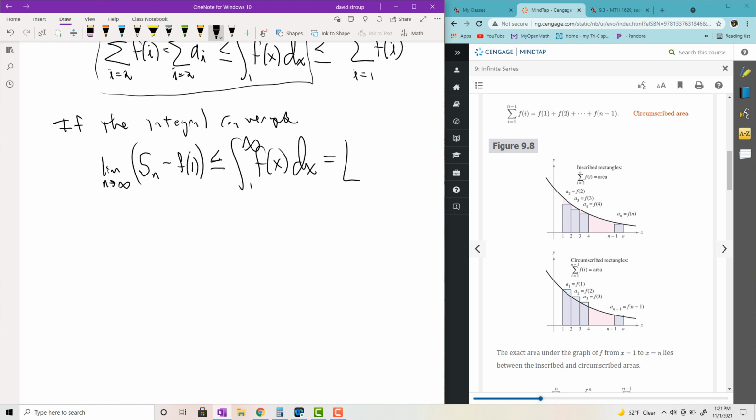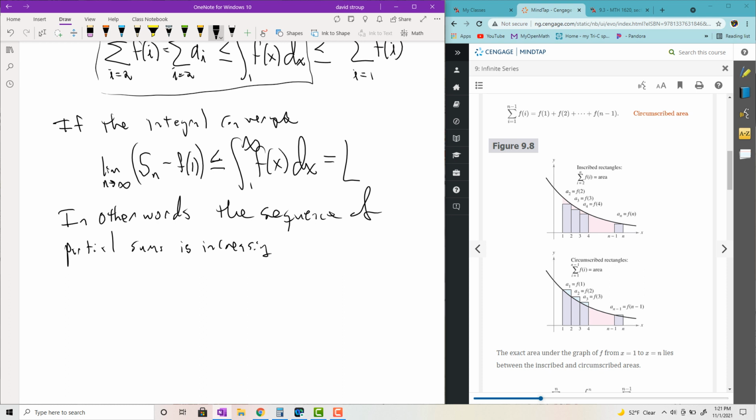Okay, so let's write that out in human words. So in other words, the sequence of partial sums is increasing and bounded above, and we know from our chapter 9.1 that means it's convergent.